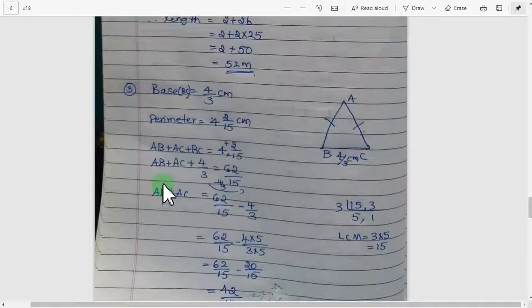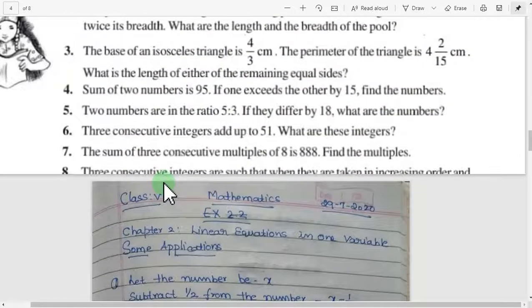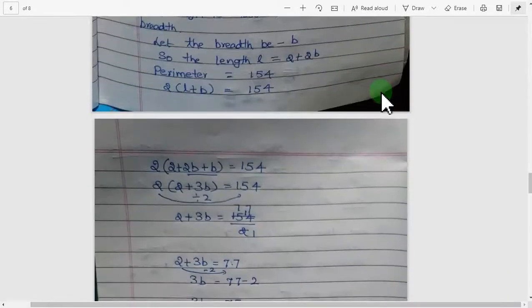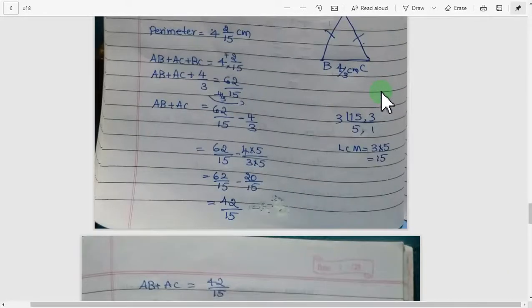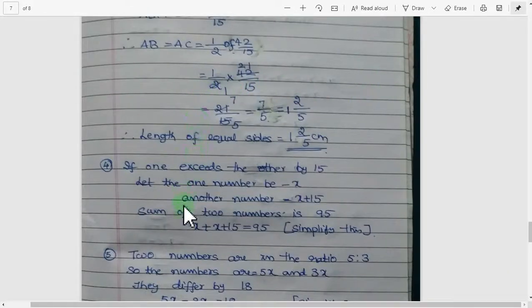So, fourth question. Copy the question and then copy the solution. The sum of two numbers is 95. If one exceeds the other by 15, one number exceeds means more, by 15, find the numbers. See, partially I have solved. The remaining part you have to do. Completing the solution is your job.